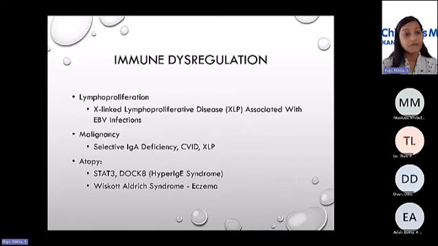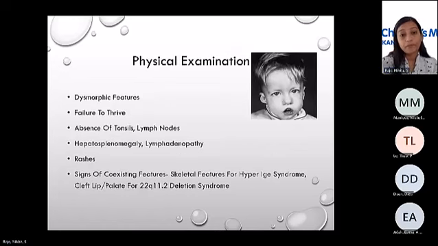Immune dysregulation. So if you see lymphoproliferation, think about EBV-associated IEIs. Malignancies can occur in several different types of immunodeficiencies. Antibody deficiencies, combined immunodeficiencies, immune dysregulatory disorders can all present with malignancies. Atopy, so allergies, eczema, asthma can occur with certain types of IEIs, such as hyper IgE syndrome with STAT3, DOCK8, Wiskott-Aldrich. All of these patients can present with atopy.